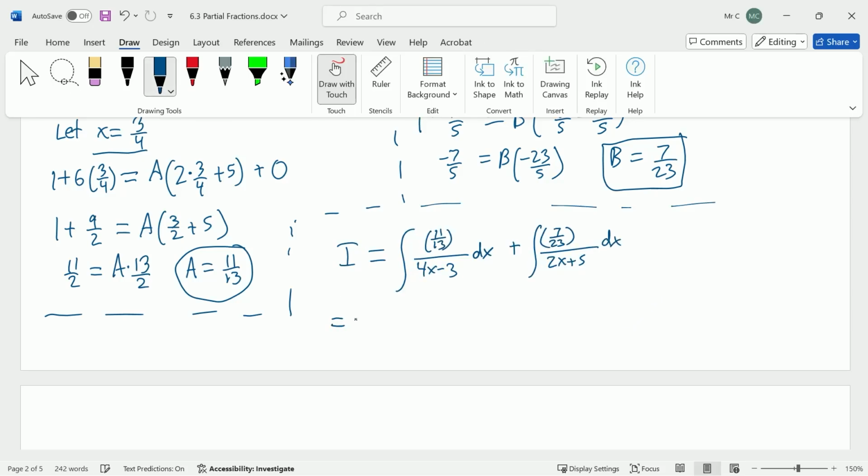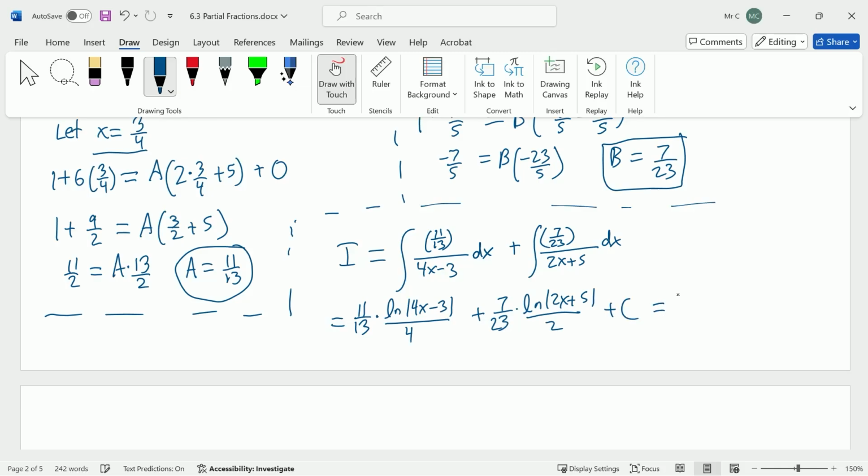But these are relatively simple substitutions. You would do u equals 4x minus 3. So you would get 1 over u. Well, you'd get the constant over u. And you'd end up dividing by that constant multiple of x. So I'm going to skip that u substitution step because, again, something we did a lot in those u substitution problems. But we'll get the natural log of the absolute value of 4x minus 3 over 4, plus 7/23 times the natural log of the absolute value of 2x plus 5 over 2 plus c.